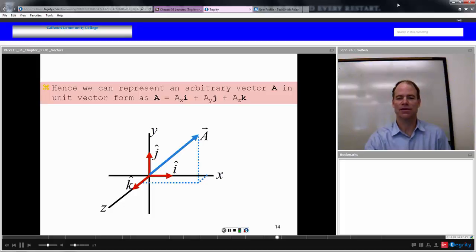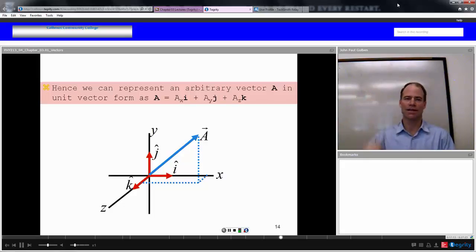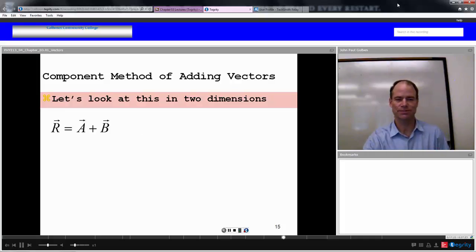So A is out there in three-dimensional space. We have our three component vectors, A sub x i, A sub y j, A sub z k. Adding those three vectors tip to tail will give me this vector A in three-dimensional space. Let's try this in two dimensions just to see it more clearly.